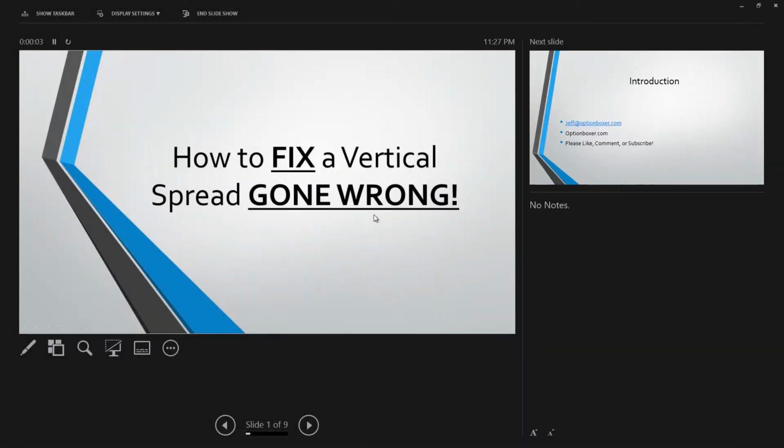Got another strategy for you today. This one's going to be discussing the vertical spread, or in particular the short vertical spread, and how you can fix it when it goes wrong. All right, so again, there's the title, How to Fix a Vertical Spread Gone Wrong.